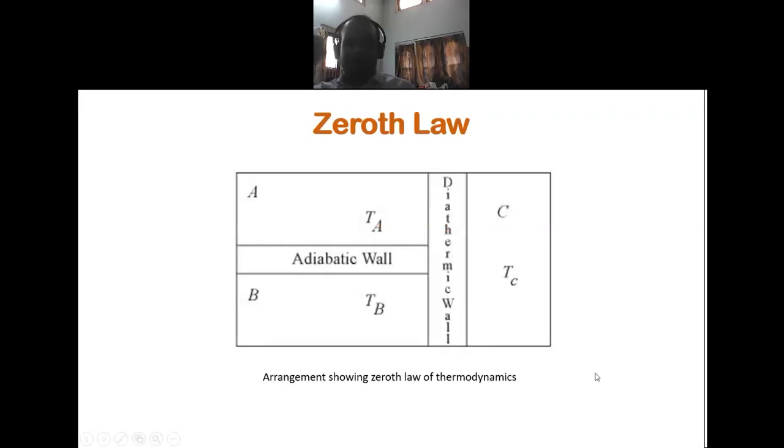As you can see here, zeroth law, this is the figure. Can you draw this figure quickly? Just take maybe 2 minutes and draw this figure. Once you are done, please let me know, and I will explain this figure.